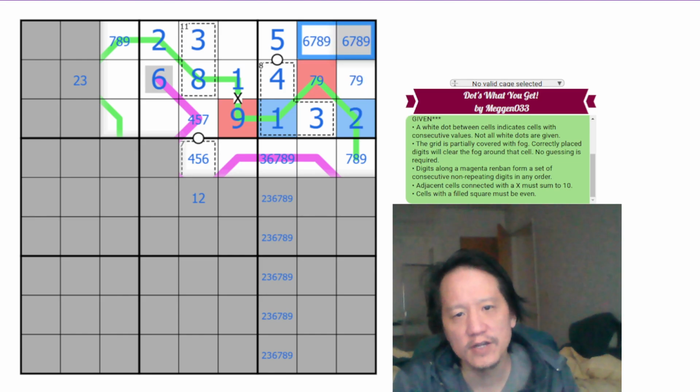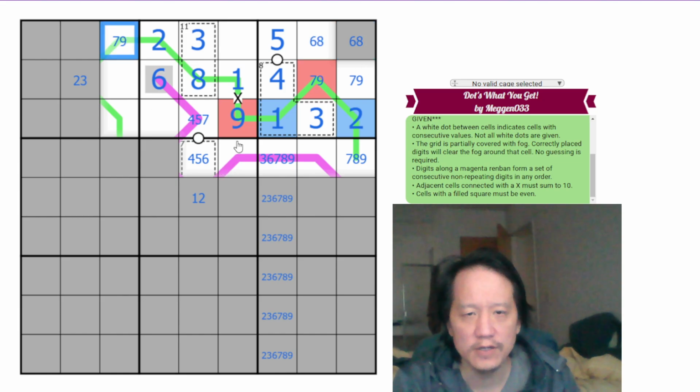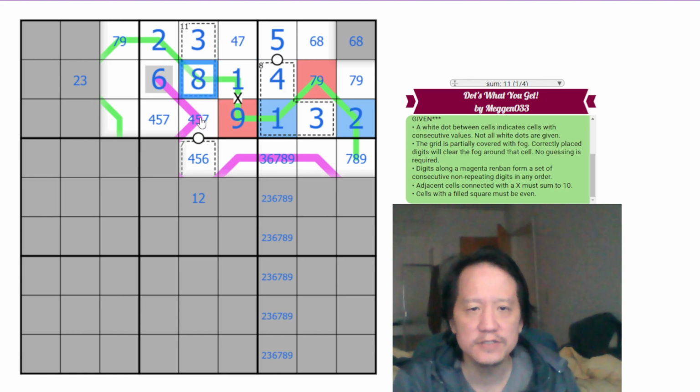This can't be 6 or 8. Therefore, this is 7, 9, 7, 9 in box 3. That's a pair. So this has to be 6 and 8. Cannot be 7 or 9. This can't be 8 because of the 6, 8, 6, 8 pair. So we have 4, 5, and 7. This is 4, 5, 7. This is 4, 5, 7. This can't be 5, though. This is 8, so this cannot be 4 because that would be a 1 to 2 ratio. So this is 5 or 7, which means this is 4 or 6.